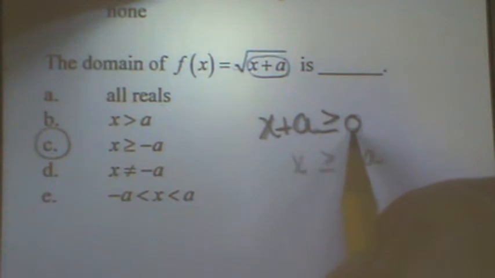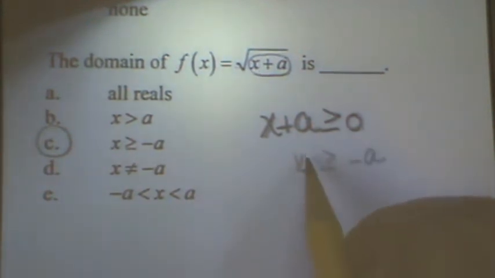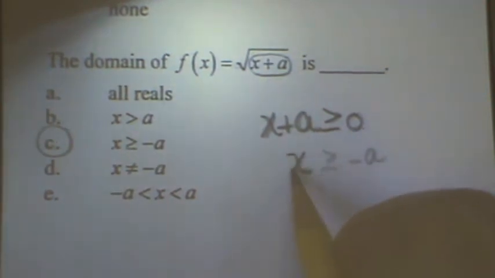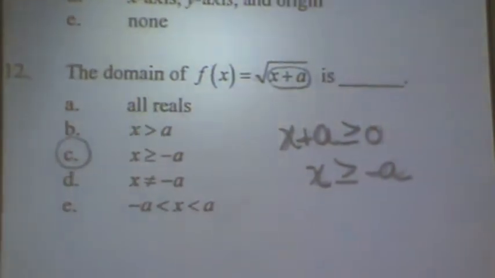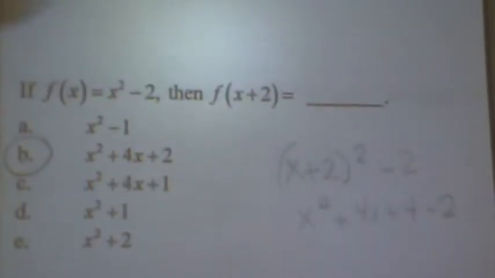So you set it greater than or equal to 0. That's what you want x to be. So you would subtract a, so x would be greater than or equal to -a. So C is the correct answer. Number 13.